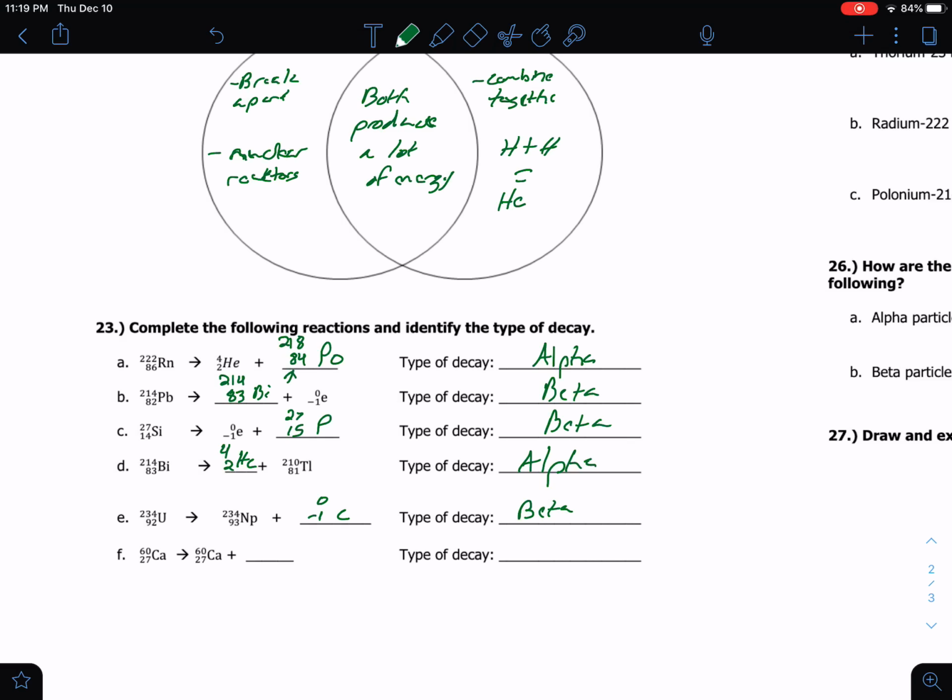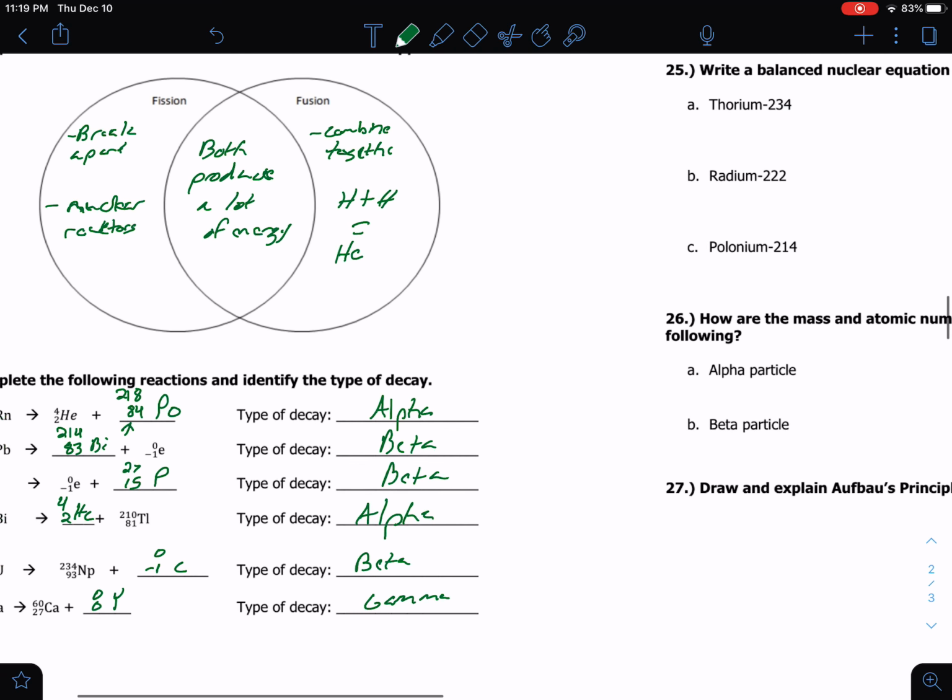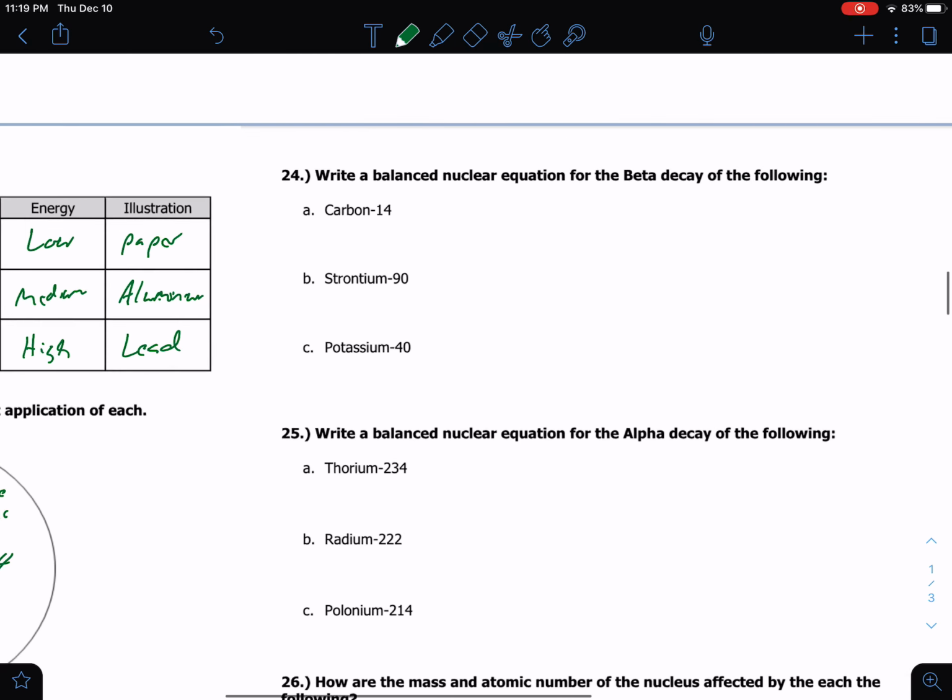Okay, and last one, I have a 60,27 calcium and a 60,27 calcium, so nothing changed at all. So this would be a 0, 0. So that means this one would be gamma. Okay, so I think that was it on that one. So let's go over here.